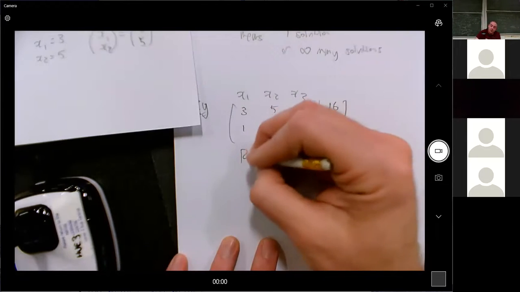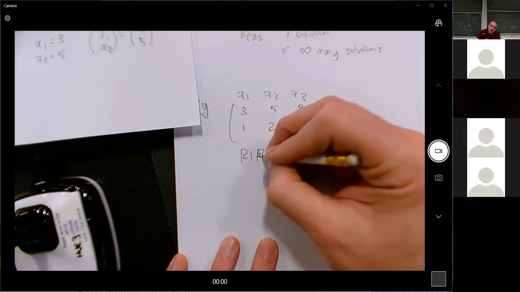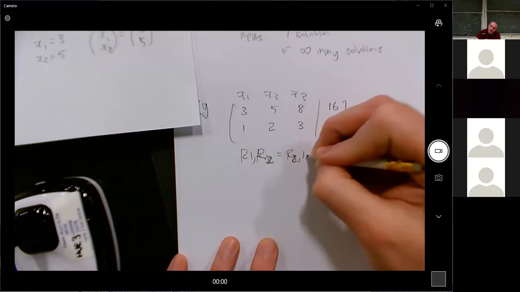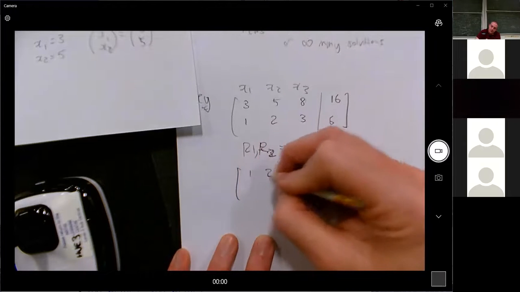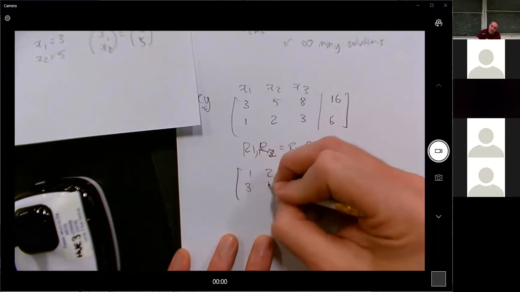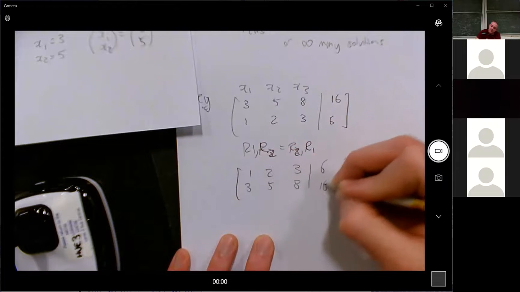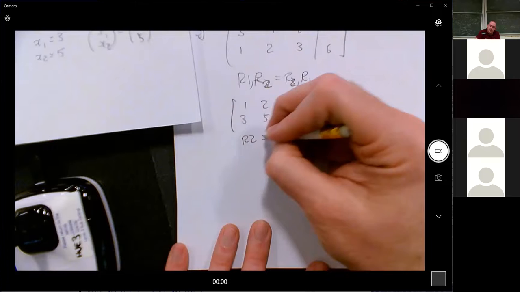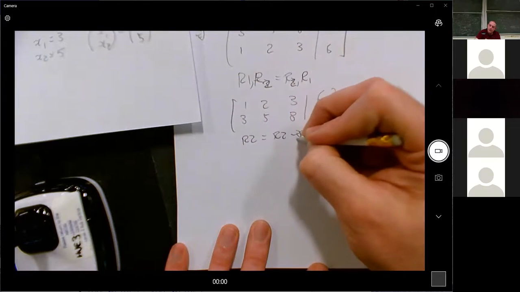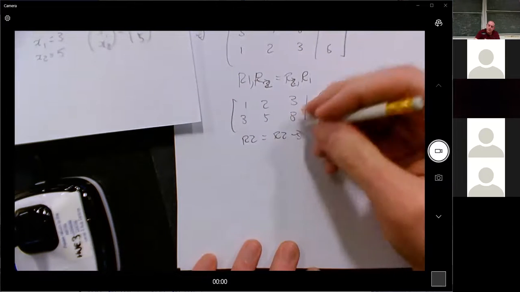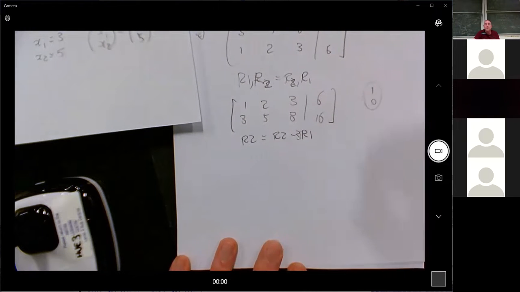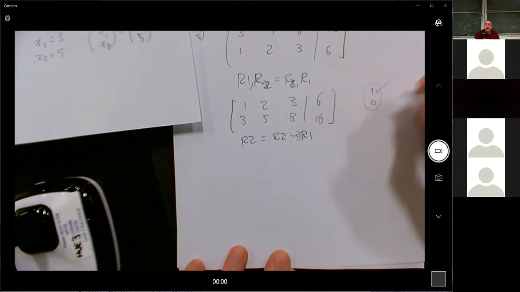So I would do row 1 and row 3 swap. There's only 2 rows, David. And that would put my 1 in the right spot. And I would do row 2 is row 2 minus 3 of row 1. So I need a 0 here. In my head, I'm imagining the first column of the identity. That's what I'm trying to make. And I've made the 1, and now I need to make the 0.